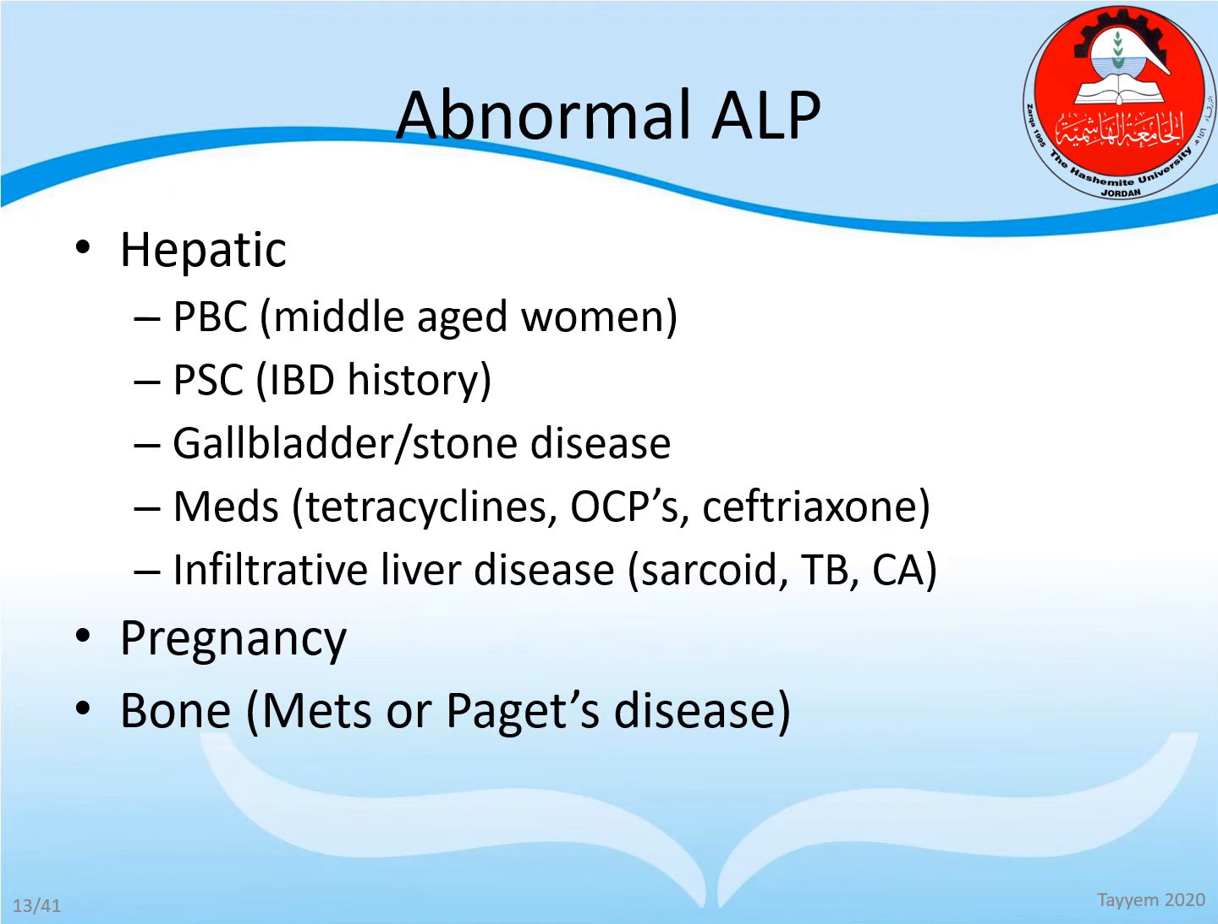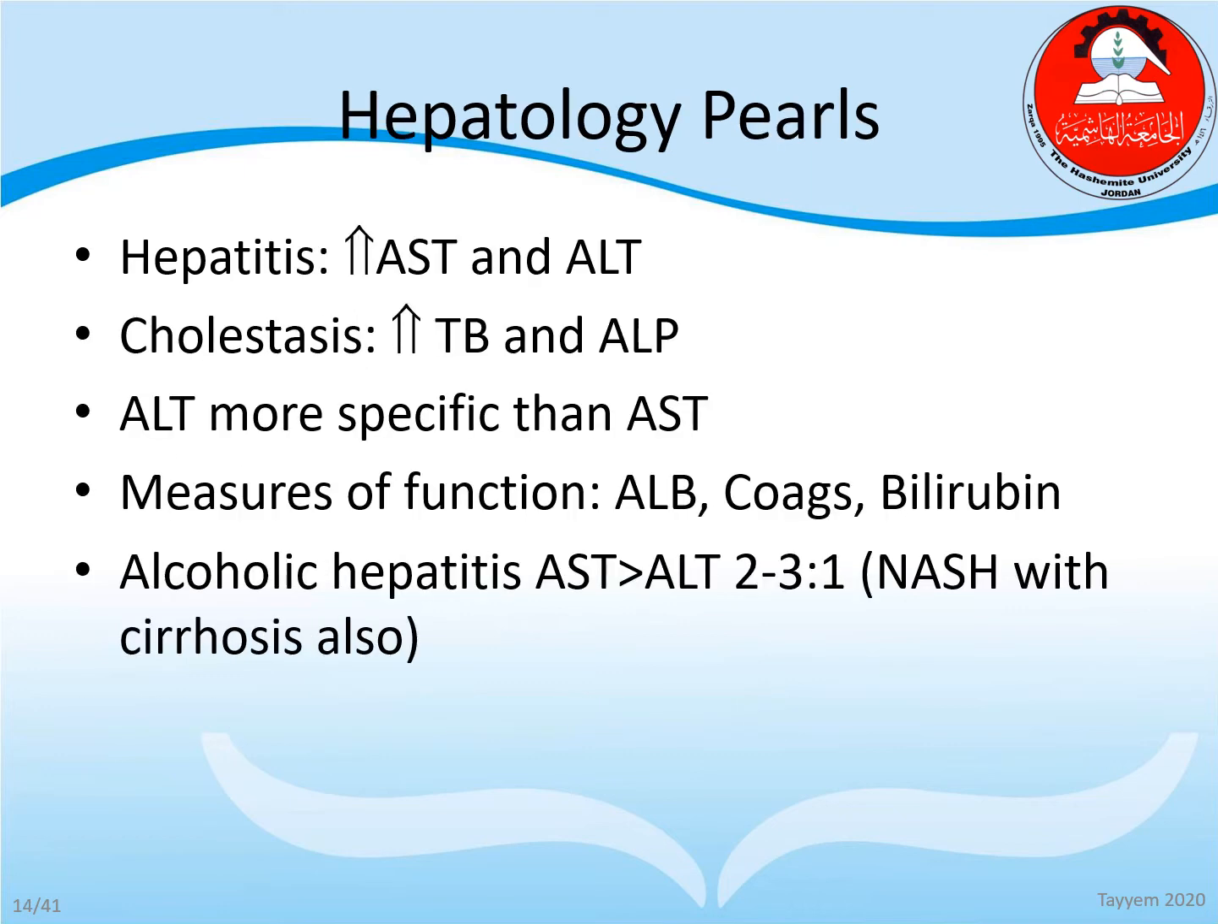When we have abnormally raised ALP, we think about hepatic causes such as primary biliary cirrhosis, primary sclerosing cholangitis, gallstone disease, medications such as tetracycline, oral contraceptive, certain antibiotics, infiltrative liver disease such as sarcoidosis, TB or cancer, pregnancy, and metastatic bone disease or Paget disease. All of these can lead to increased ALP.